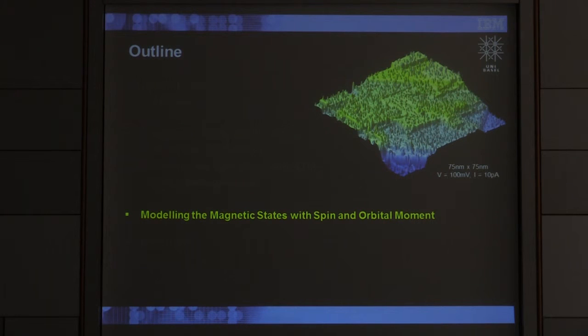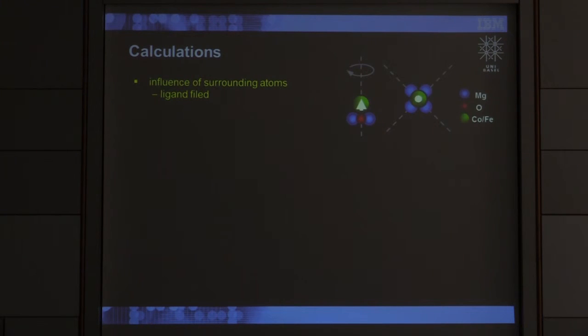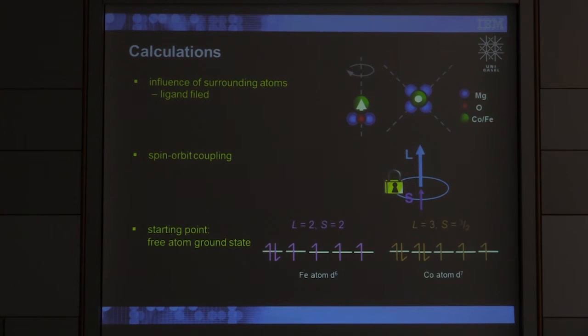So let me show you a very simple model to do something like this, but very simplified. All right, what we need is, we need to know the symmetry of our system, the influence of the surrounding atoms, or what's called the ligand field. We need spin-orbit coupling, and we start with basically the free atom ground state. For iron, this has, for example, in the d6 configuration, an L equals 2, S equals 2 ground state. For cobalt, it's L equals 3, S equals 3/2 in its d7 configuration.